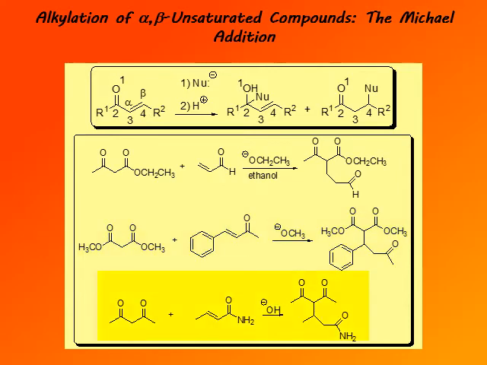In the third example, we have a diketone as the dicarbonyl compound, and addition is to an alpha-beta unsaturated amide. So as you can see, a variety of alpha-beta unsaturated compounds undergo the reaction. Since the dicarbonyl compound is a diketone, we have a wider choice of bases we can use. We can use a hydroxide base, like sodium hydroxide, as in this example, or we can use various alkoxides. And again, the product is the result of 1,4 addition.